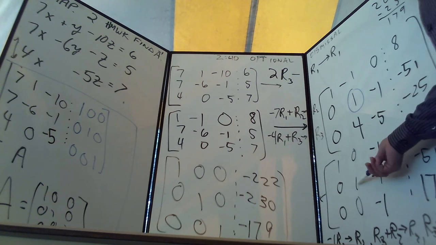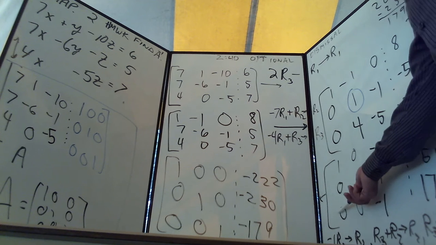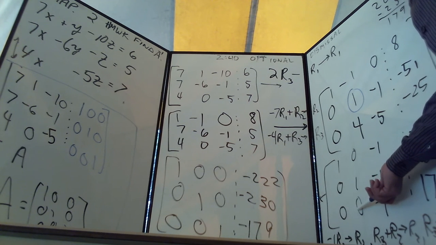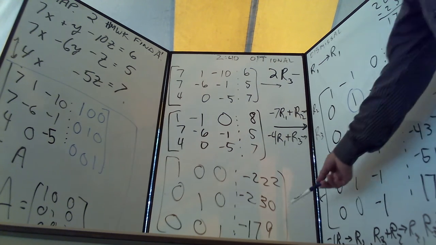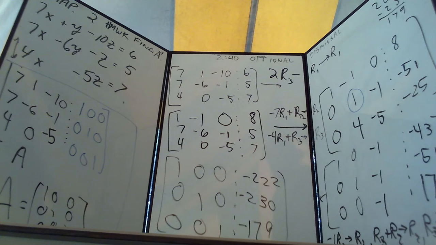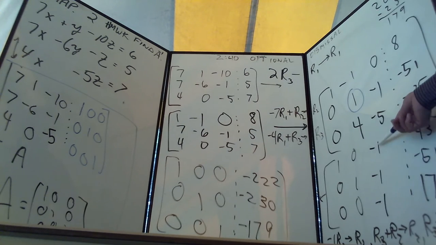Now that I have this 1 here, I'm in great shape. I can get a 1 here by just multiplying negative 1 times row 3, because 0 times negative 1 is 0. So the 0s stay, this becomes a 1. I can use this 1 to bump off these 2 negative ones. This just becomes a negative 179. See it? Good.